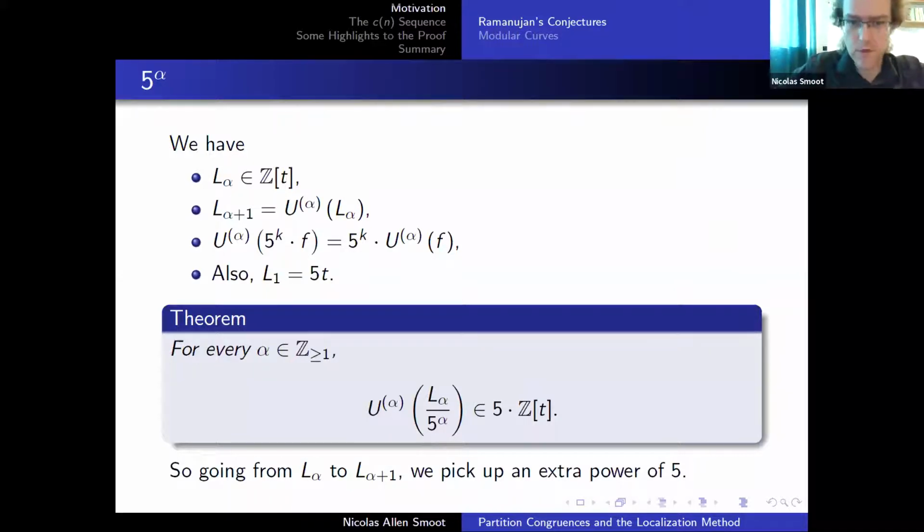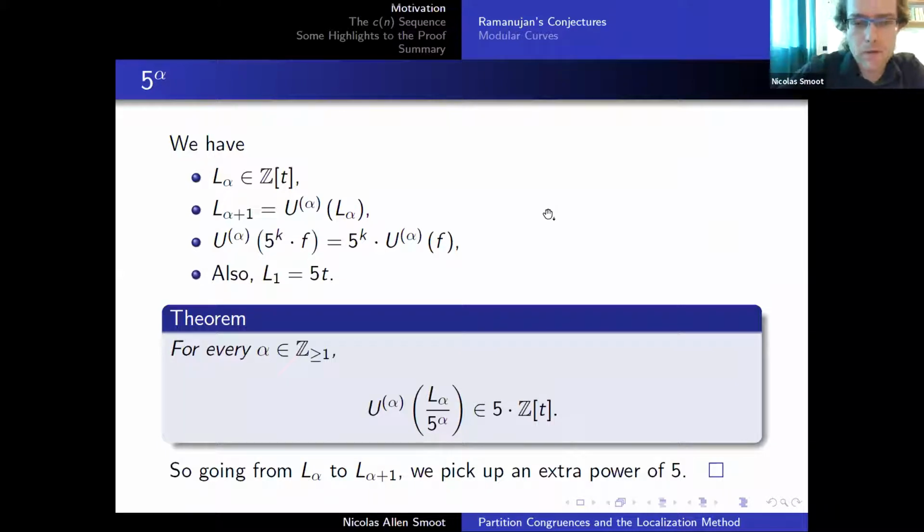So you can basically show for every alpha, U alpha of L alpha over 5 to the alpha is an integer polynomial that's divisible by 5. So from going from L alpha to L alpha plus 1, we pick up an extra power of 5. And that's how you do the proof. Now, I went through it fairly quickly, but that's the basic idea.